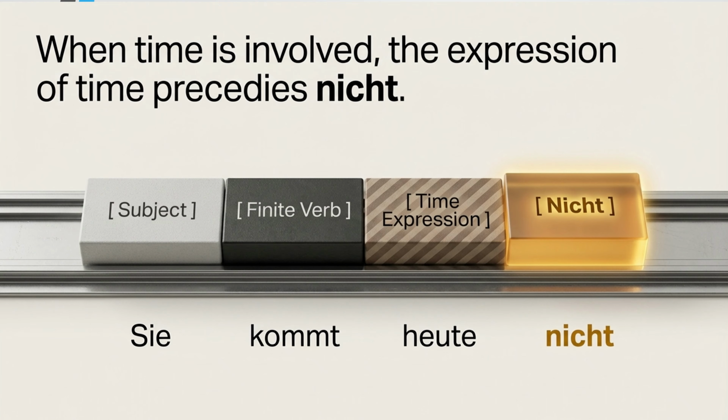If there is a time word like heute, which means today, or morgen, which means tomorrow, or jetzt, which means now, it usually comes before nicht. For example, sie kommt heute nicht. It means she is not coming today. Here, heute comes before nicht. This is a common structure in German and should be practiced often.